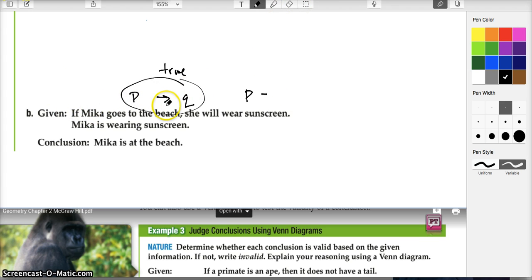If Mika goes to the beach, that's P, she will wear sunscreen, right? So what we have is Mika is wearing sunscreen. What do we have? We don't have P here.